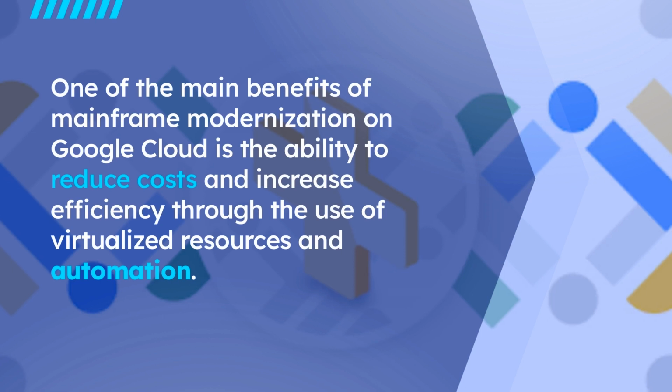Additionally, Google Cloud's automation and orchestration tools can help to streamline mainframe operations, reduce manual errors, and improve efficiency. This can lead to significant cost savings and increased efficiency for organizations, and can help them to better allocate their resources and focus on core business goals.